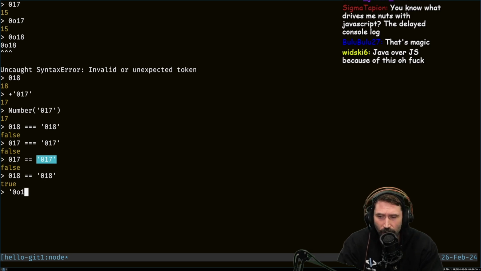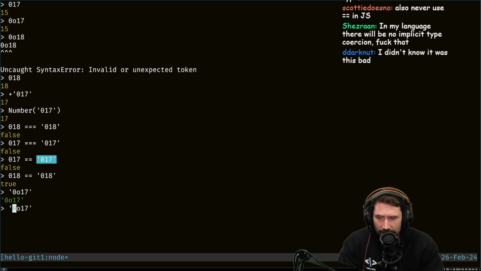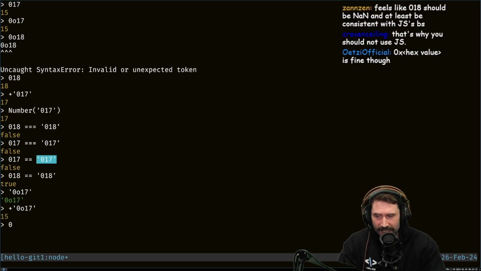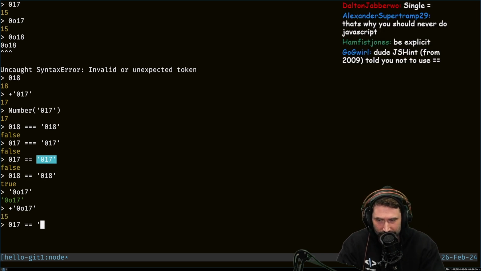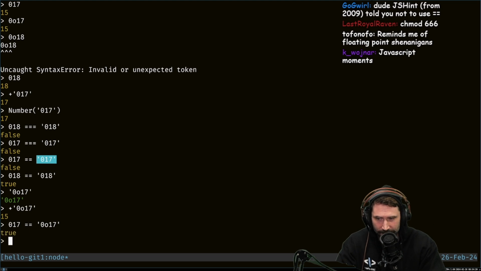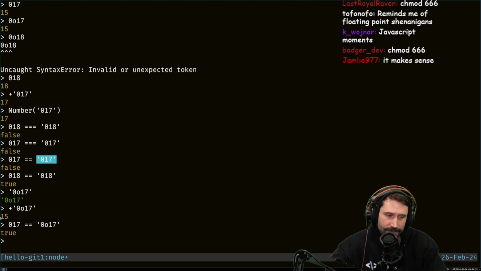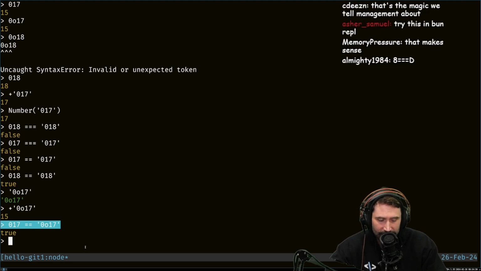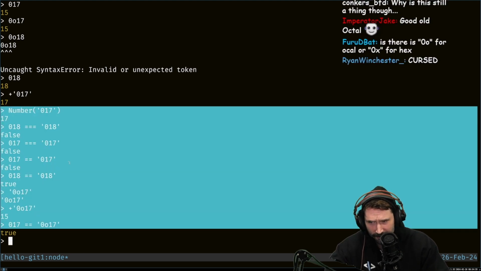So if I did 0o17, I believe this should, there you go. So if I went like this, 017 equals 0o17, it'd be correct, because it now knows to denote it as octal. There you go. Try the bun REPL. It's going to be the exact same thing. Good old octal. So be careful about octal.